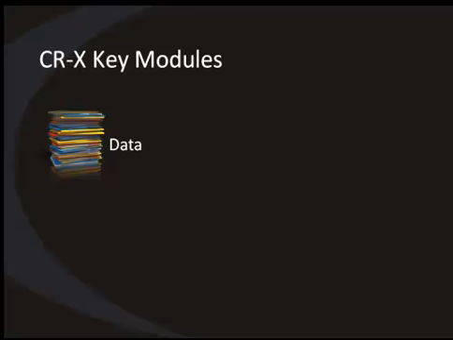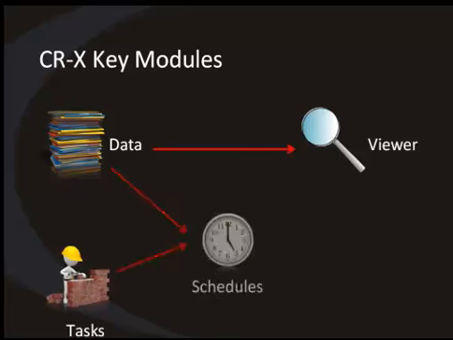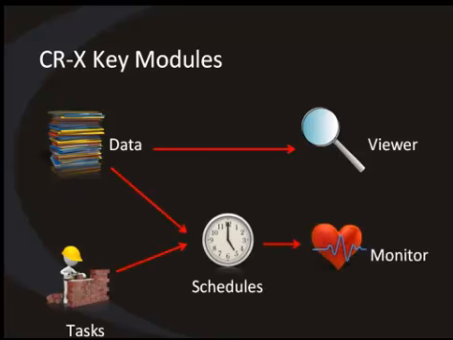So the 5 key modules of CRX are the data module, the viewer, the task module, the scheduler, and the monitor.